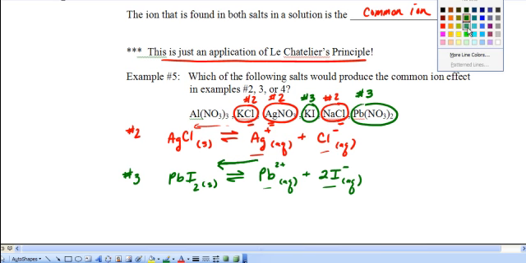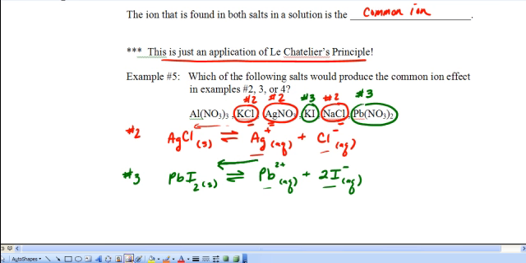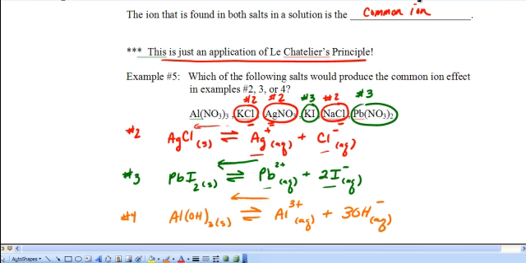And finally, if we take a look at the last equilibrium we dealt with, which was number 4, aluminum hydroxide forming aluminum ions and hydroxide ions. And so the only one here that will supply either aluminum or hydroxide to push this thing back over to the left is going to be the aluminum nitrate. That would supply the aluminum, which would be the common ion for that particular equilibrium.